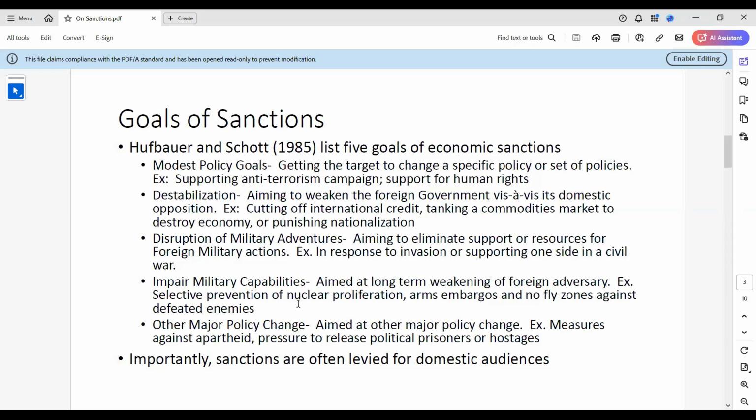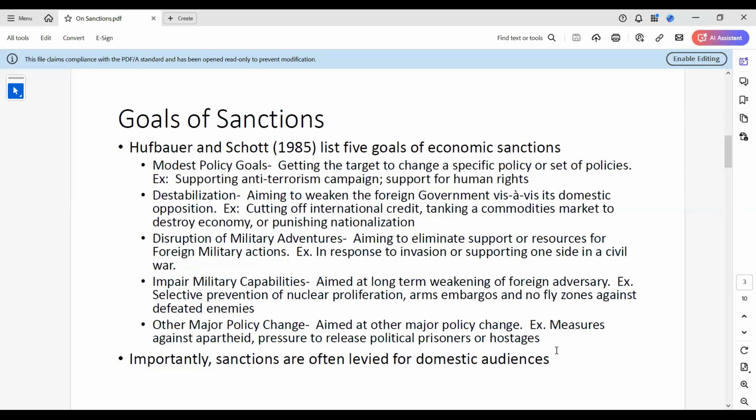Also, arms embargoes and no-fly zones against defeated enemies. I think of Iraq after the Gulf War, where we had a no-fly zone. And at the same time, we were also promoting economic sanctions for destabilization purposes by denying them any arms or anything like that, and cutting off their oil exports to deny them the ability to acquire food for their people. We'll talk a little bit more about that here in a minute.